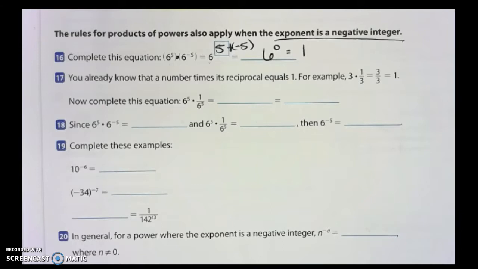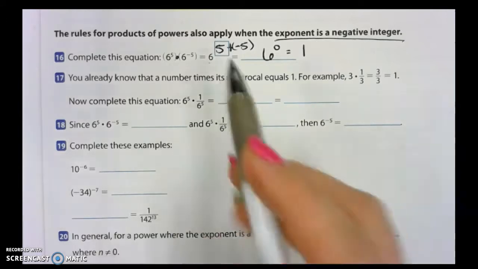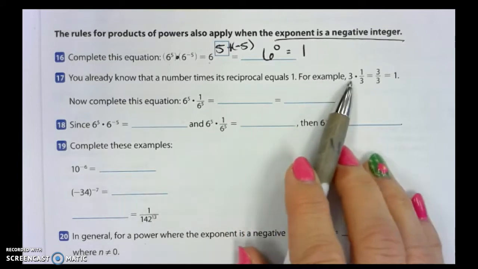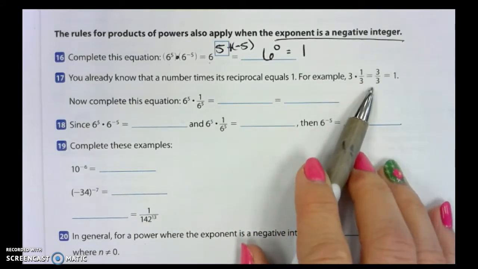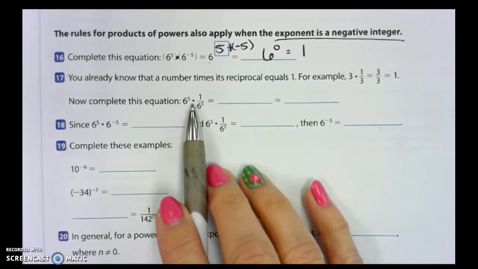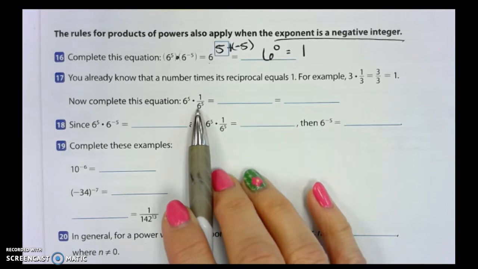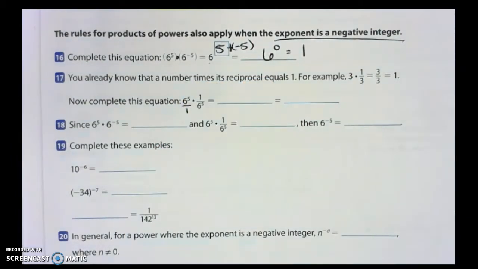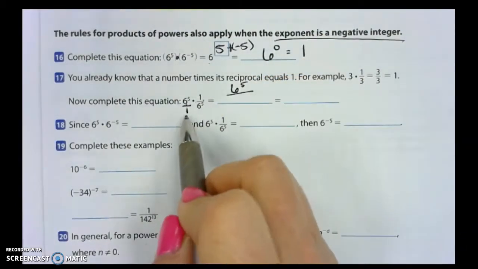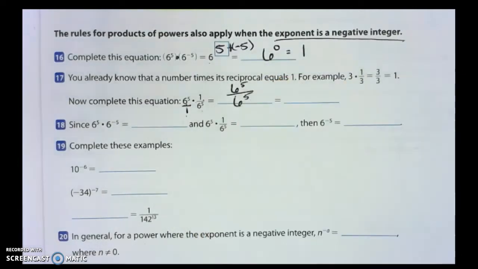Number 17. You already know that a number times its reciprocal equals 1. For example, 3 times 1/3 is equal to 3 over 3, which is equal to 1. Complete the equation. 6 to the 5th times 1 over 6 to the 5th. My advice when you're dealing with a whole number and a fraction is to make the whole number a fraction as well, so that you can multiply straight across. 6 to the 5th times 1 is 6 to the 5th. 1 times 6 to the 5th is 6 to the 5th.